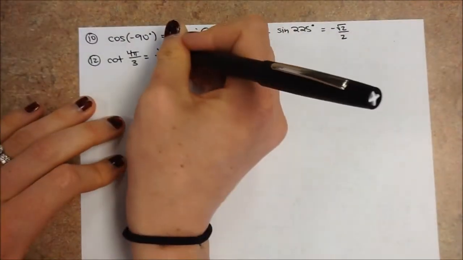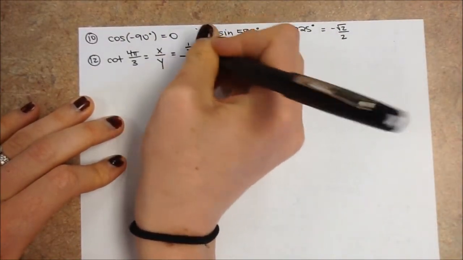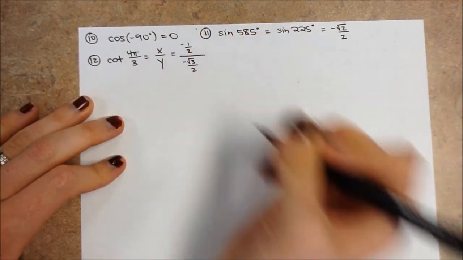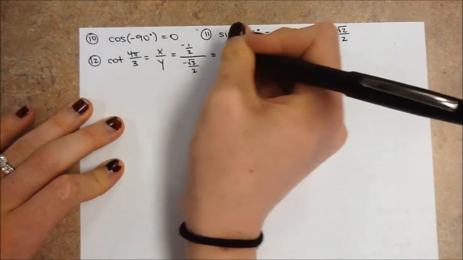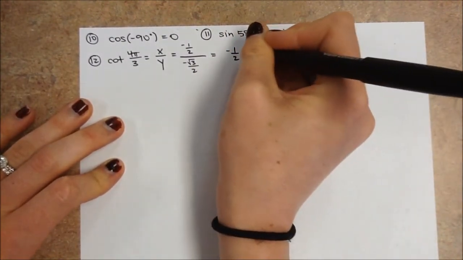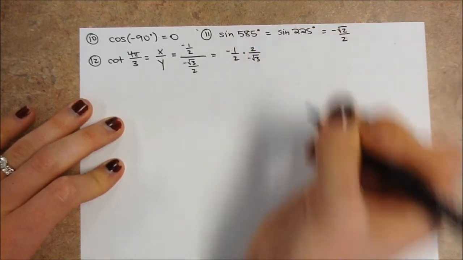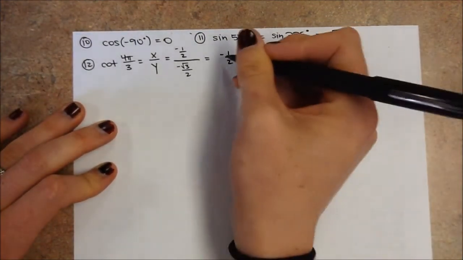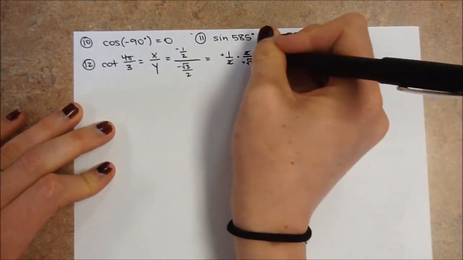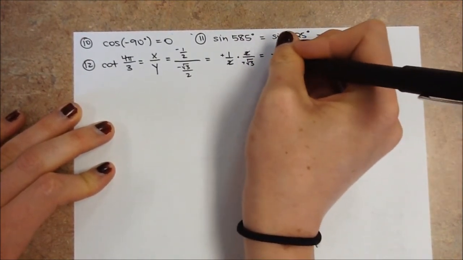So I'm just going to divide. So negative 1/2 divided by negative root 3 over 2. And when I'm dividing fractions like that, what I do is I take the numerator and then multiply by the reciprocal of the denominator. Okay, so two things will cancel. The 2's will cancel, and the negatives will cancel. So I end up with 1 over the square root of 3.